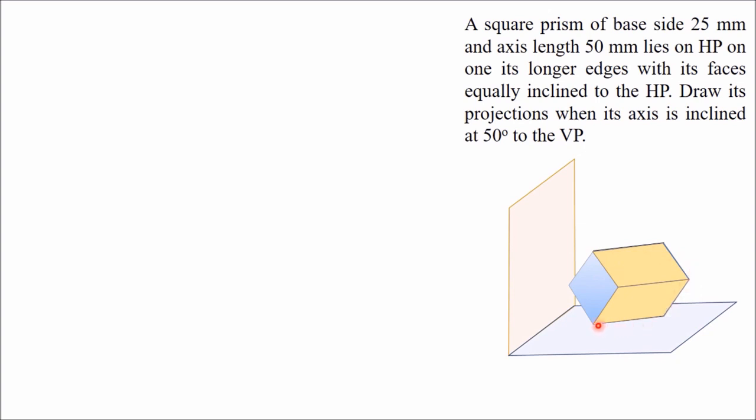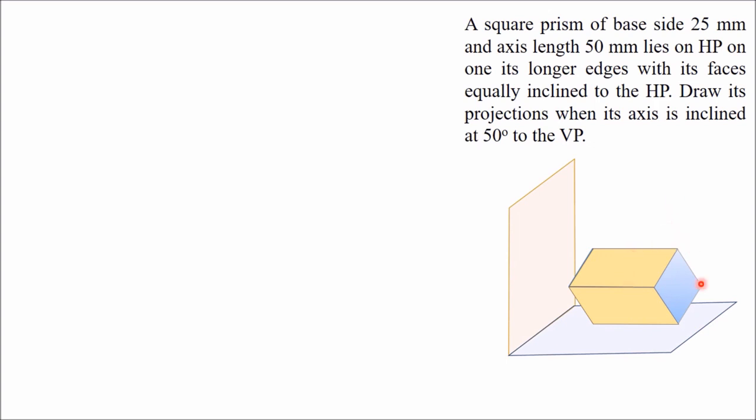It is kept on one of its longer edges on HP with axis inclined at an angle of 50 degree from VP. In its simple position, we will keep the axis perpendicular to the VP. That means we will keep the solid like this, where axis is perpendicular to VP. In this position, the true shape of its base is visible in front view. Therefore, we will draw the front view first.